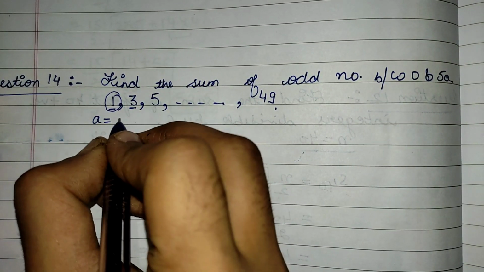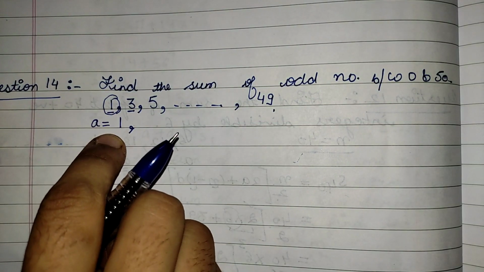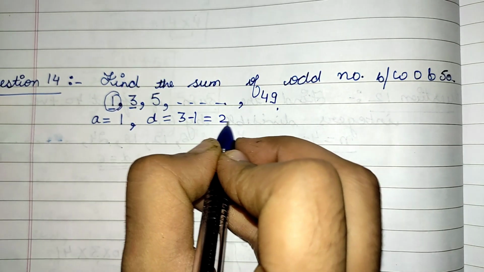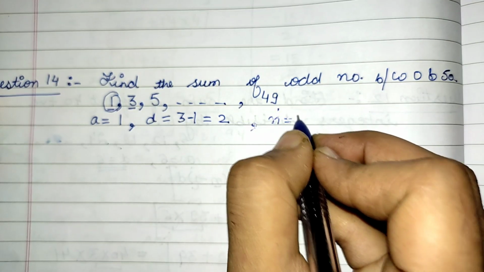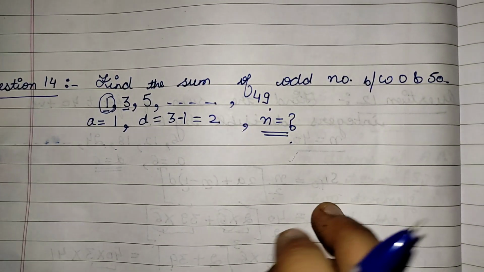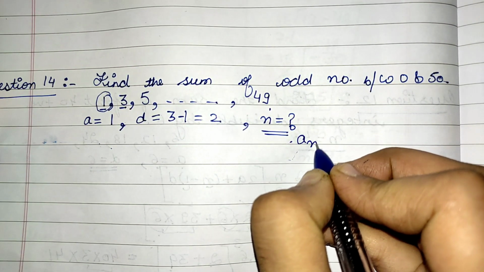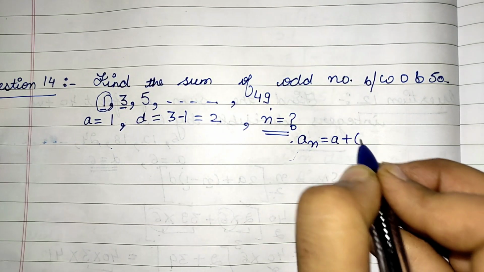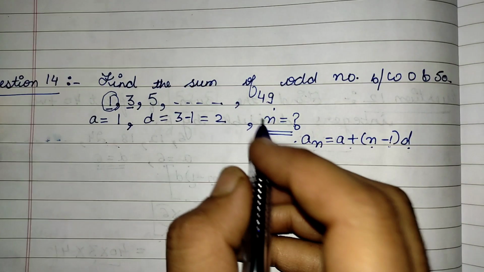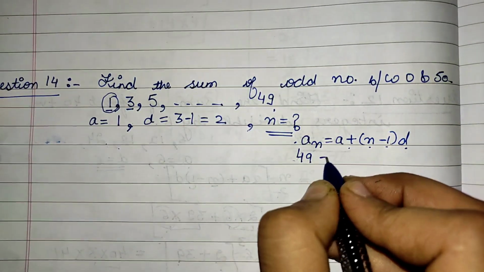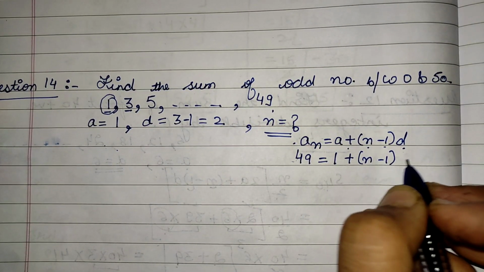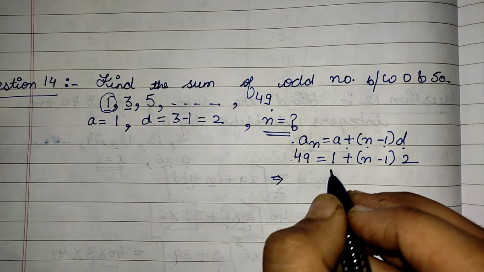So what I have to find out is the sum. To find the sum, I need a, which is my 1, and I need d, which is 3 minus 1, equal to 2. I also require n in the formula, but I do not know the value of n. So let's first find the value of n using the formula an is equal to a plus n minus 1 into d. An is my 49, a is my 1, n I don't know, and d is my 2.